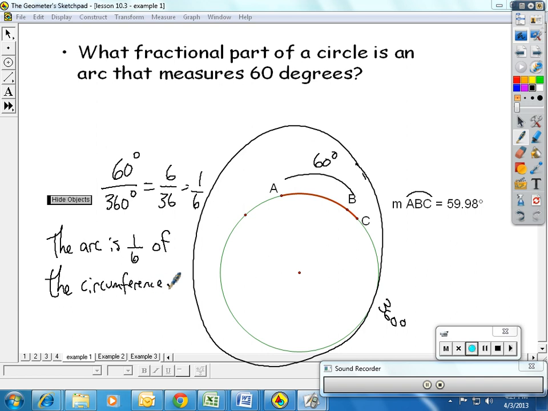Now notice this is arc measure. It did not ask for length. I don't have enough information yet to know length. What I would need to know in order to find the length is the dimension of this circle. So if I knew what this radius was, then I would be able to calculate the circumference, and then I would know it's 1/6 of that circumference. So length is pretty easy as well, but I would need to know some more information about my circle.